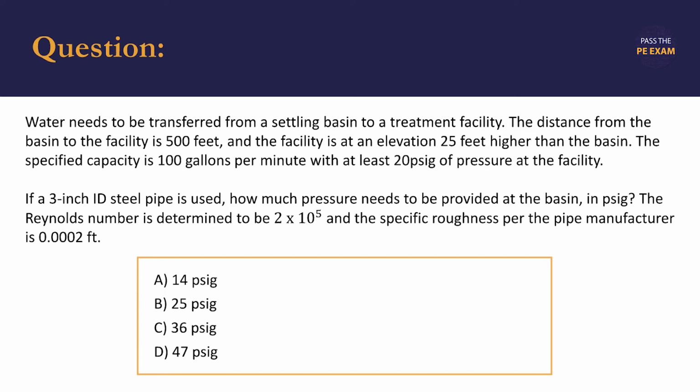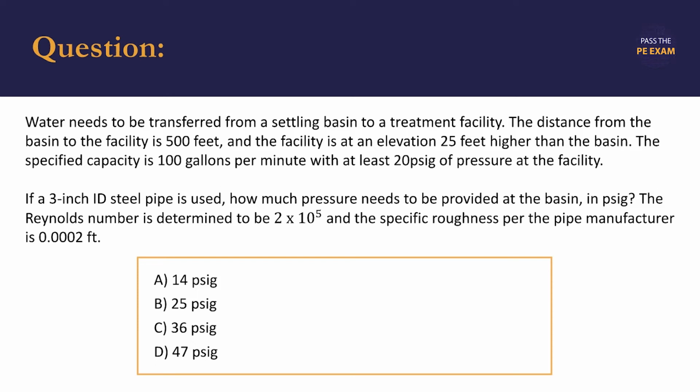In this problem, we're asked to find how much the gauge pressure should be at the water source to meet a specified pressure and capacity over a certain distance and elevation gain. The problem reads, the distance from the basin to the facility is 500 feet, and the facility is at an elevation 25 feet higher than the basin.